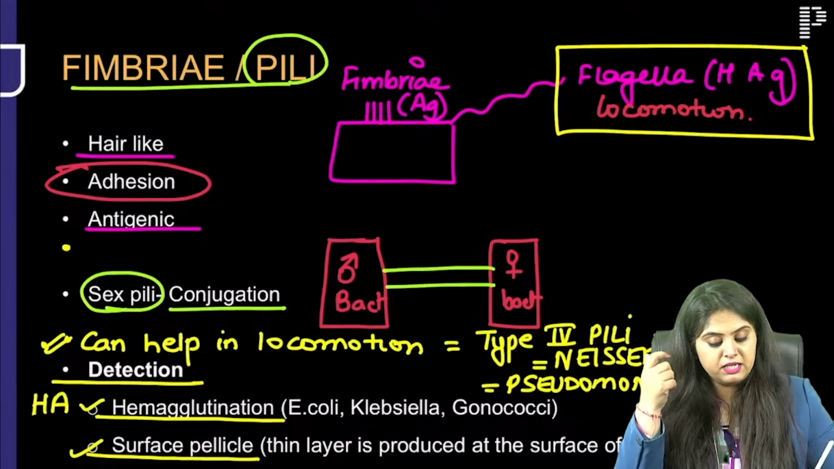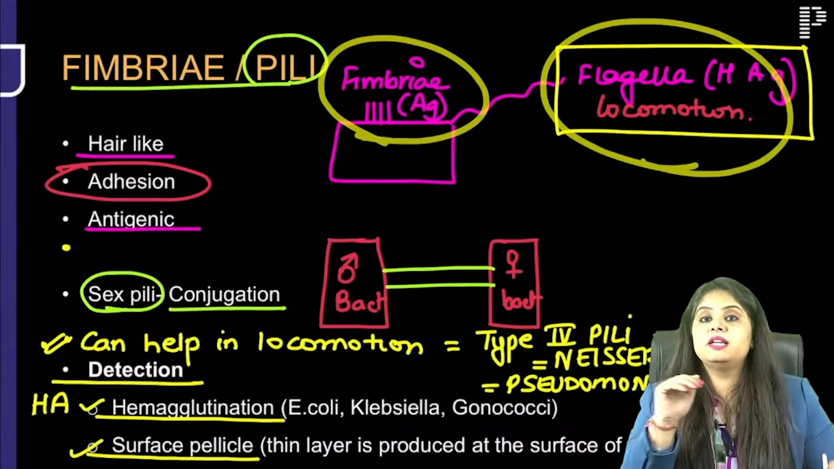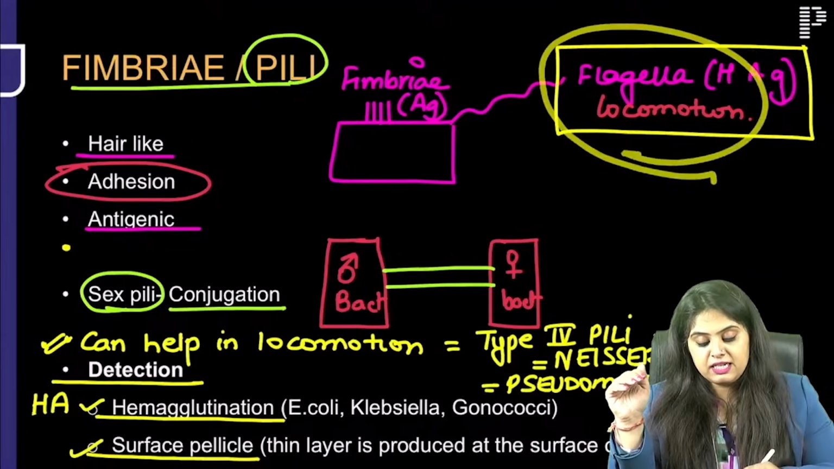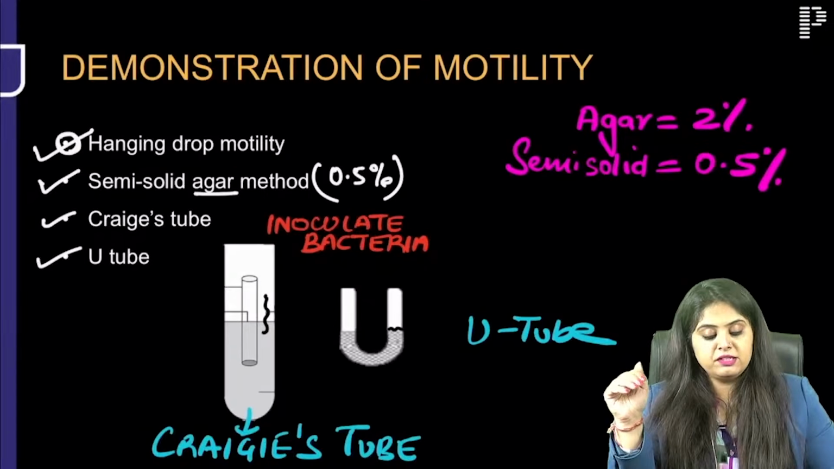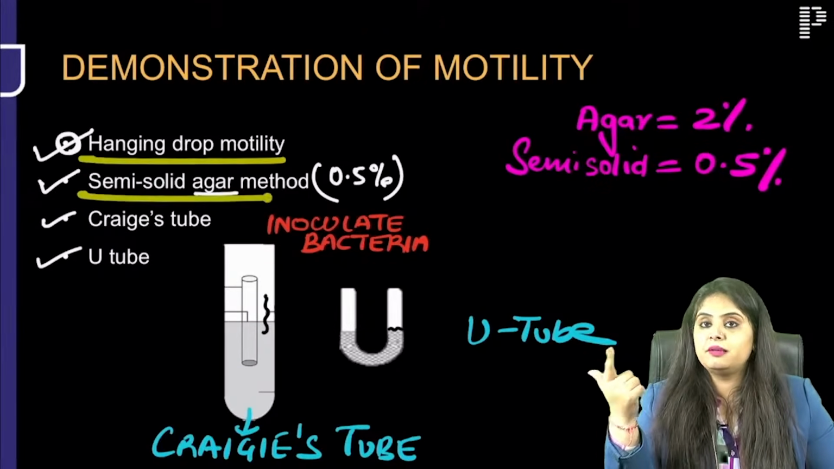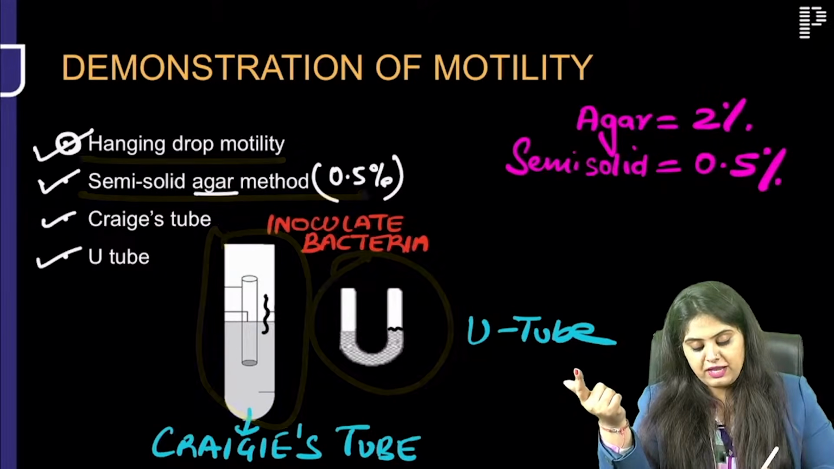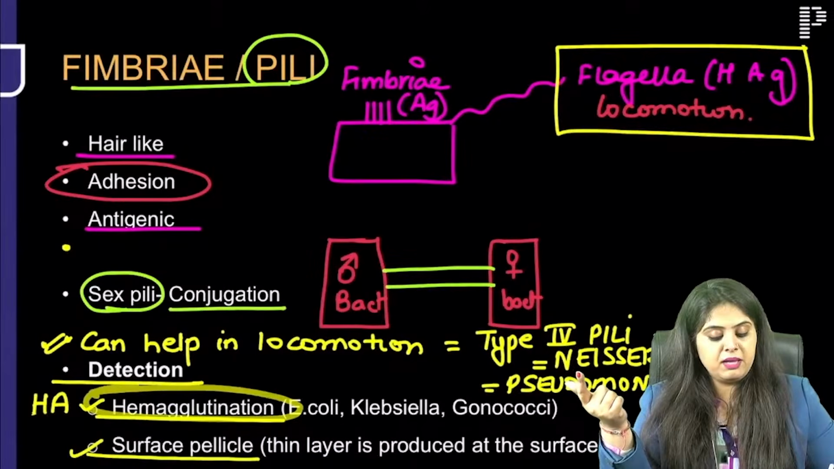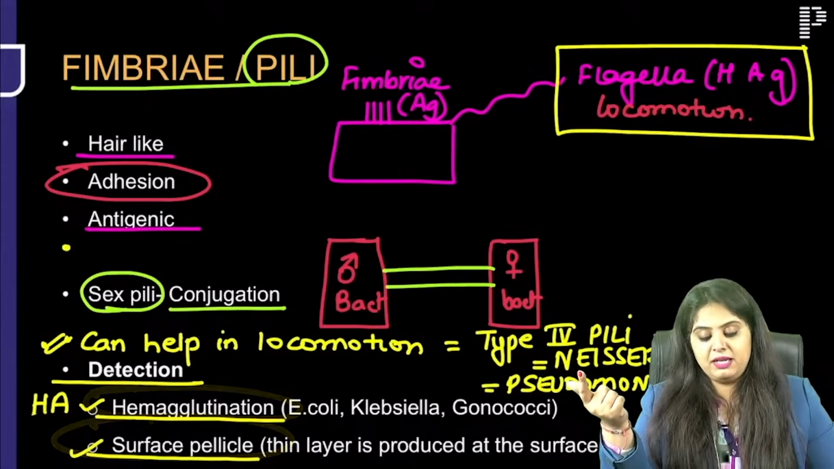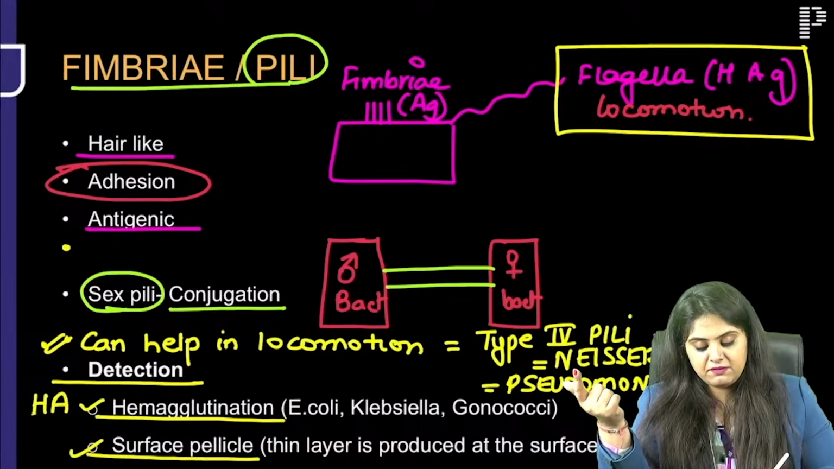I'll just do a repeat of tests of flagella and fimbriae and then we are done for the day. Flagella ke tests kaun kaun se the ma'am? You told us ek toh hanging drop motility tha, semi solid agar tha, Craigie's tube tha, U tube tha. This was for flagella. For fimbriae we have hemagglutination test and surface pellicle test. And finally with that we have finished the entire.